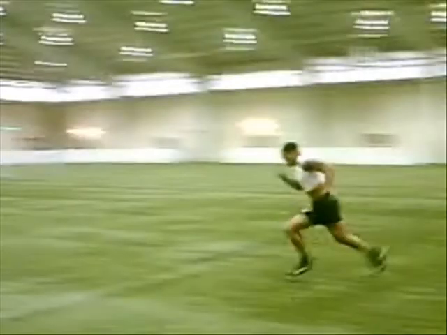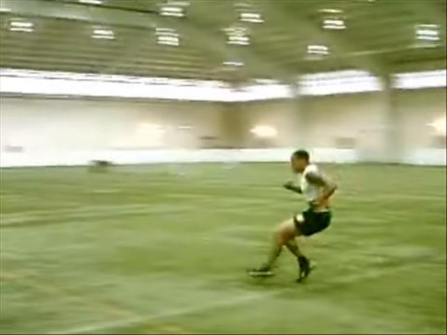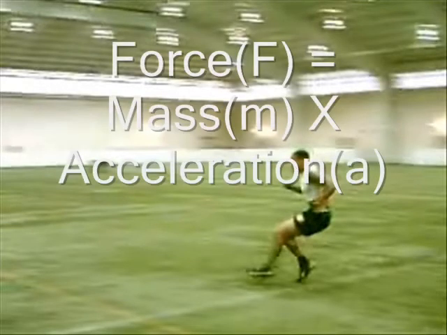When running in an open field, the player can reach his maximum momentum because momentum is the product of mass and velocity. It is possible for players of different masses to have the same momentum. The force required to stop a player is the product of the player's mass and the player's acceleration.